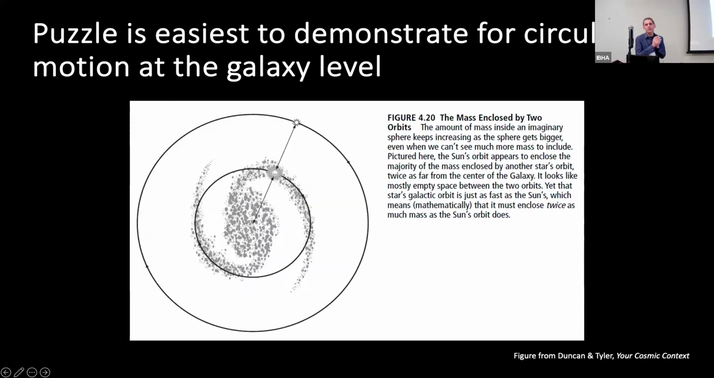It's easiest to demonstrate for circular motion at the galaxy level, so I'm going to start there. This is a sketch of a typical spiral galaxy, could be our Milky Way, and here is the sun. Some of you may be able to see the sun has a smiley face so that we know it's the sun. The orbits aren't perfect circles, but for a first approximation you can describe the orbits as circles so that it's simple to analyze. There are really only two parameters that you need in order to describe the motion: the radius of the circle, how far it is from the center, and the velocity at which it's going in orbit around the circle.